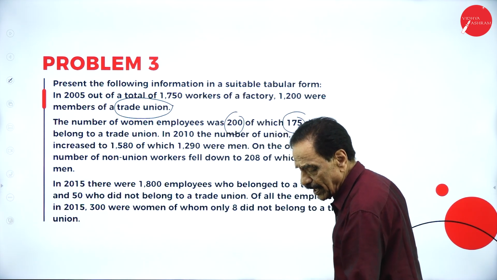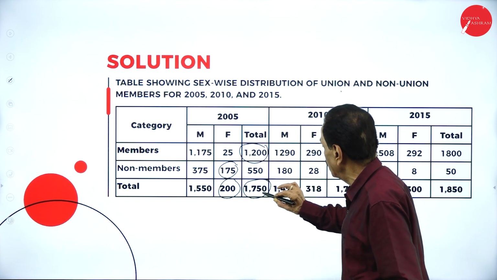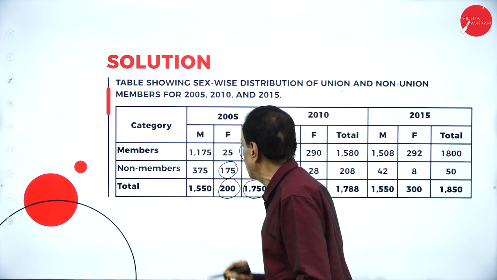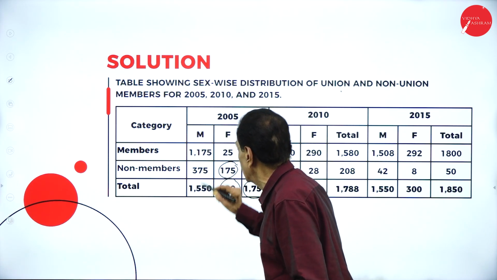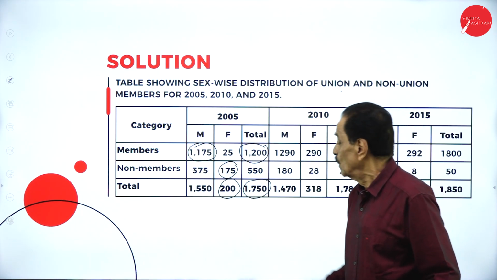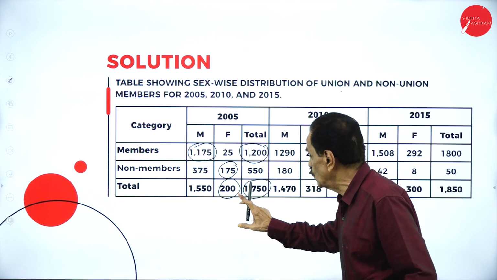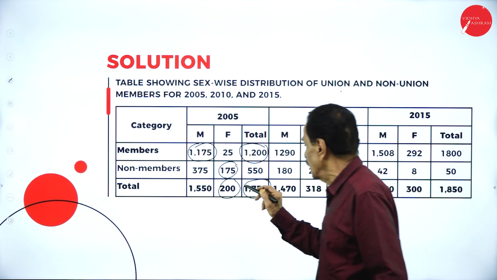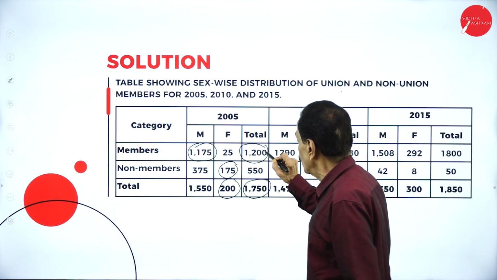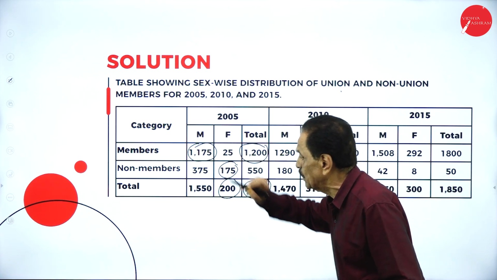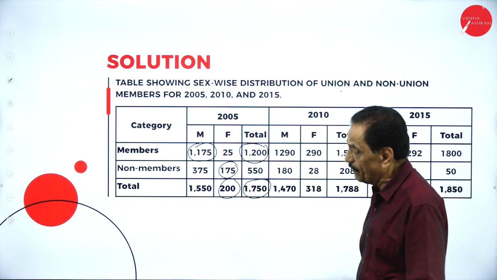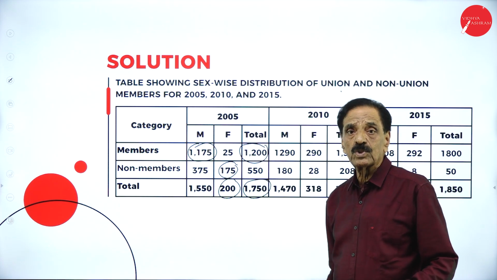What's the missing figure you have to calculate now? Here, 1,750, 1,200, 550. Out of 550, 175 gone, 375. 1,550, 375 gone means 1,175. This is the missing figure. They have given 1,750, 200, balance is 1,550. Out of that, 175 are non-members, means 25 are members. Out of 1,200, female is 25, means 1,175. 1,175 plus 375 is 1,550. So this goes in favor of 2005.